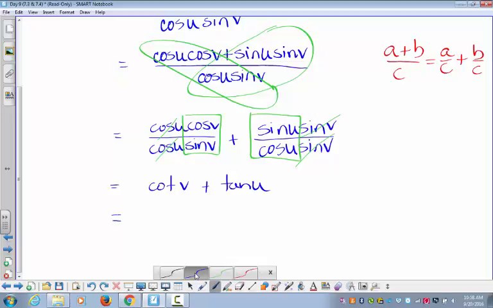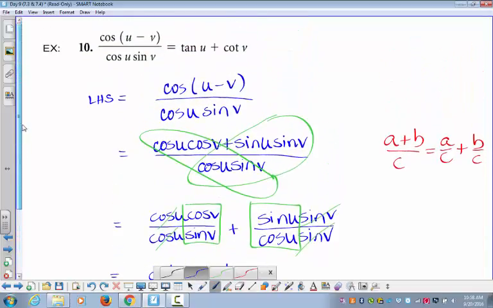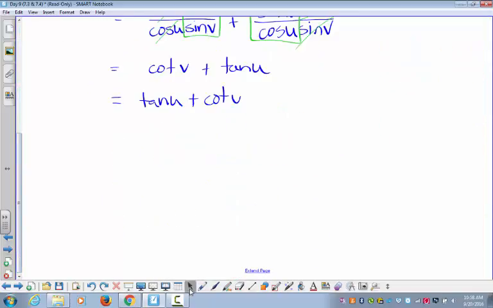And I believe that they wrote, you don't really have to do this last step, but I believe they wrote it in that order, tangent plus cotangent. So that proves that the original was an equation.